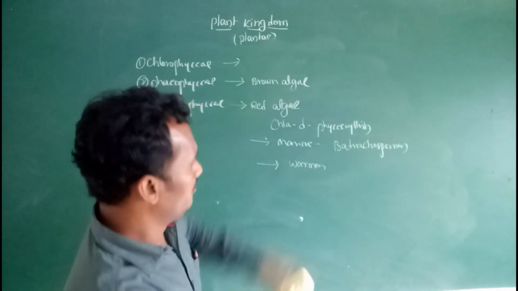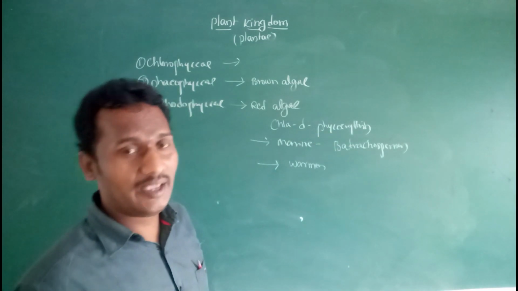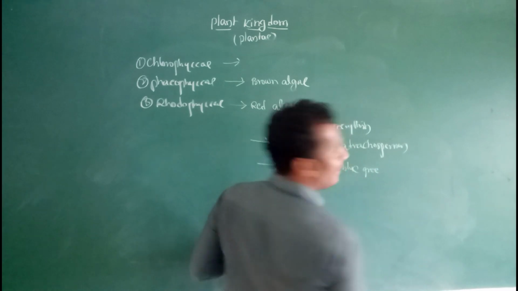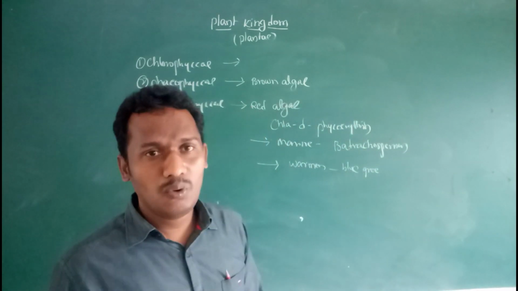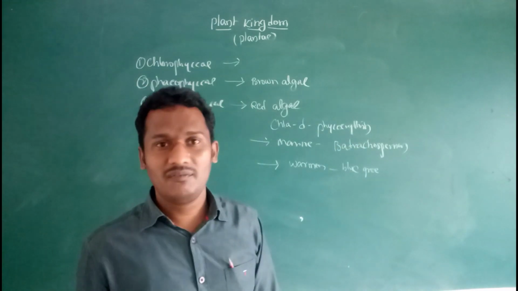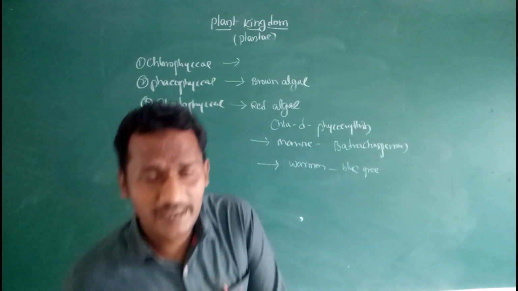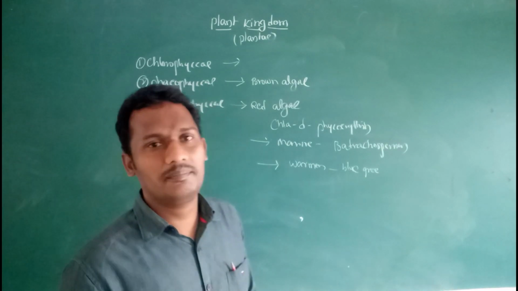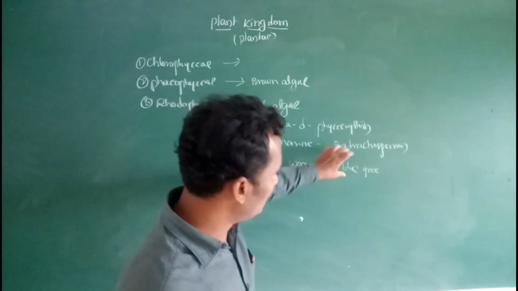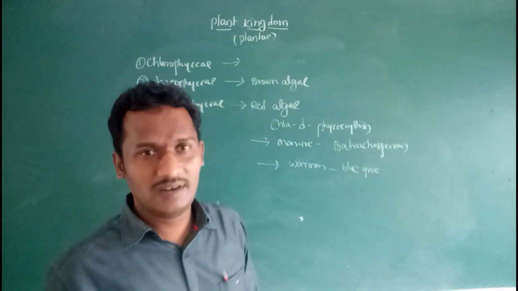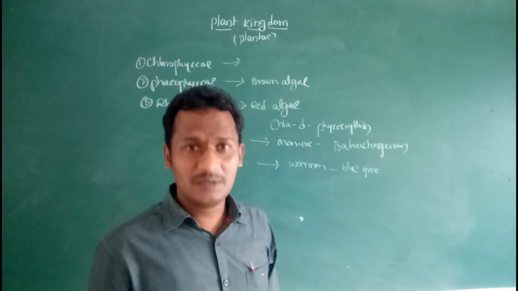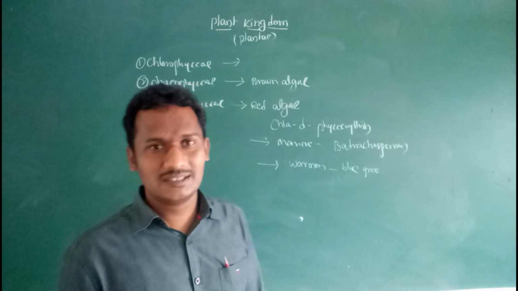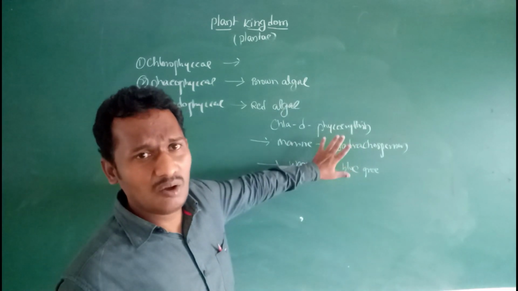Inside the water, mainly phycoerythrin is present. Phycoerythrin can absorb the blue-green wavelength of light. This wavelength of light can reach great depths of water. That's why these Rhodophyceae members are capable of being present in deeper areas of water, at greater depths.